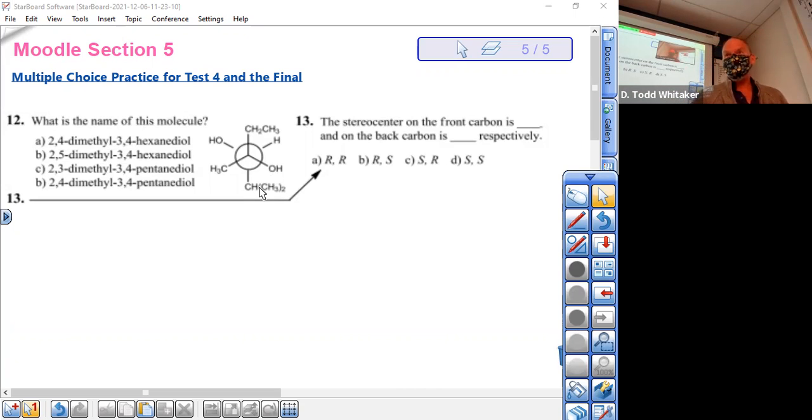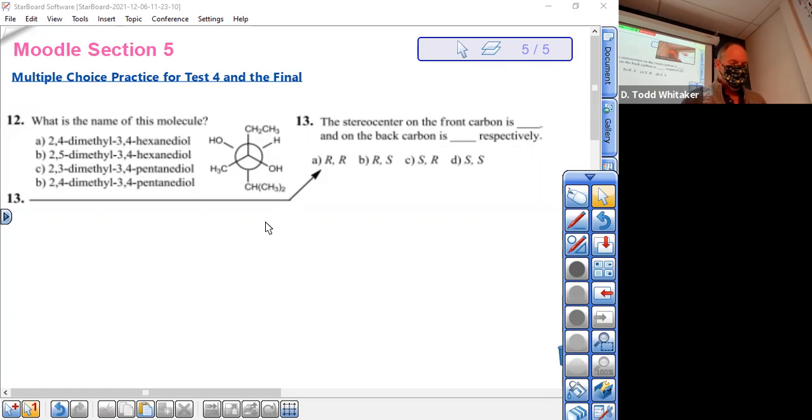Because I know doing Fisher stereo, sorry, there's not a Fisher, this is a Newman. Fisher stereo centers are easy. Newman stereo centers are not. So we'll do the whole question. Yours will be not this hard.